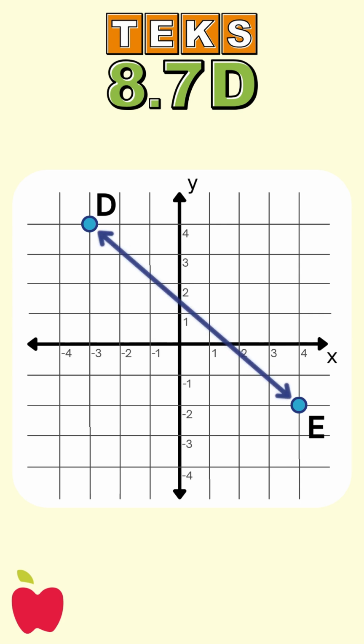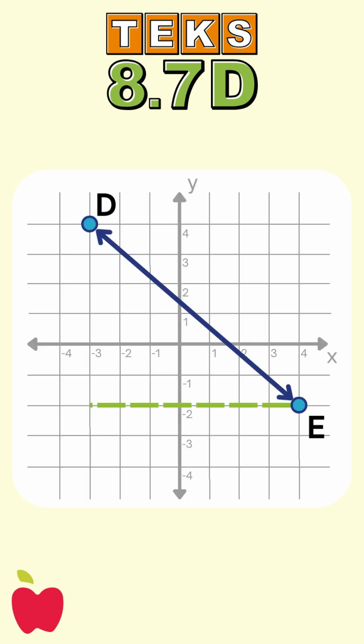Next, calculate the differences in the x and y coordinates. The difference in the x values is 7. This is the horizontal distance between D and E. The difference in the y values is 6. This is the vertical distance between D and E.